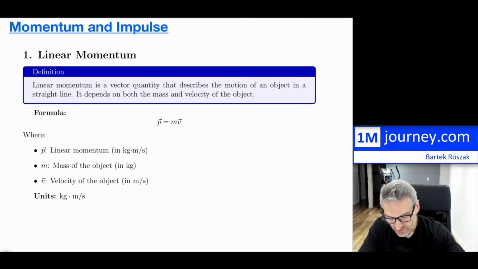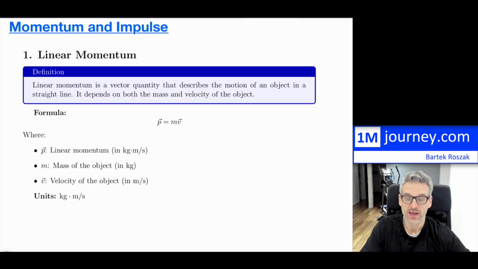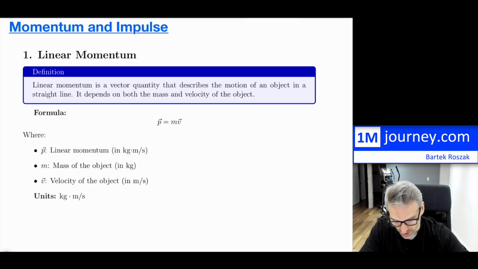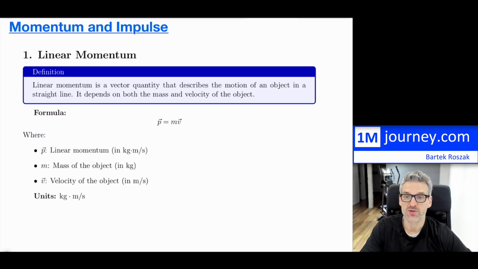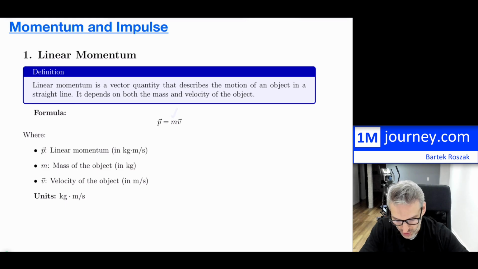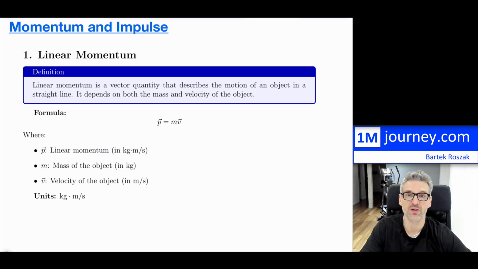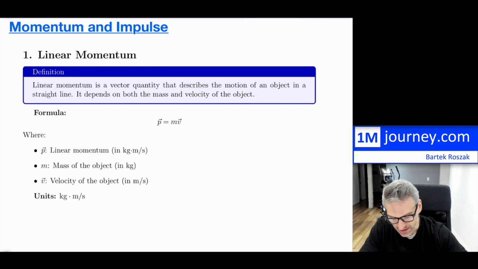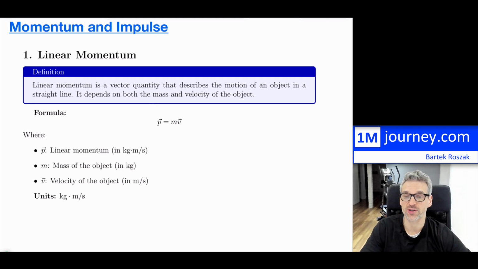Now it will depend on both mass and velocity of the object, and basically just the multiplication of the two. However, as you know, mass is simply a scalar, and velocity is a vector. So the multiplication here is a scalar scaling the actual velocity of the object. And the direction of that velocity is going to be exactly the same direction that the momentum is going to take on.